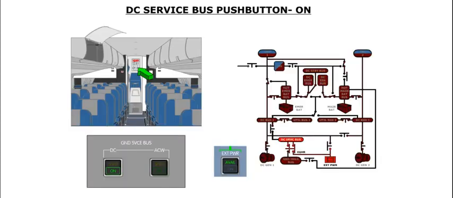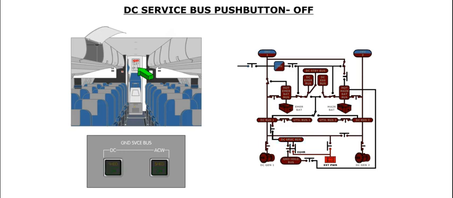As discussed earlier in this module, the DC service bus can be controlled by the ground service bus DC push button on the cabin attendant panel. Placing the push button to the in position will power the DC service bus if a power source is available. In this case, the on caption will illuminate green. The DC service bus is depowered by releasing out the ground service bus DC push button. This will cause the on light to extinguish.